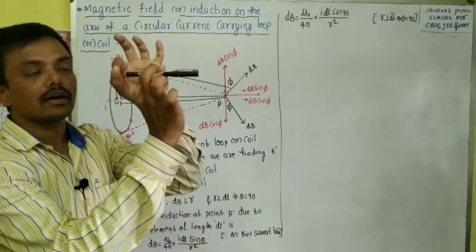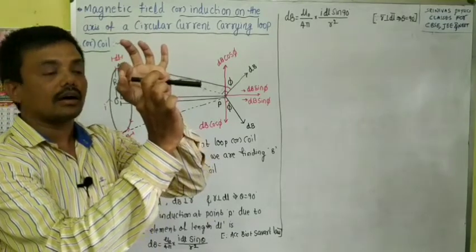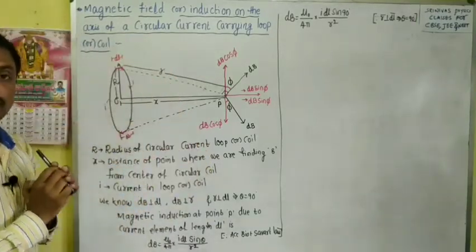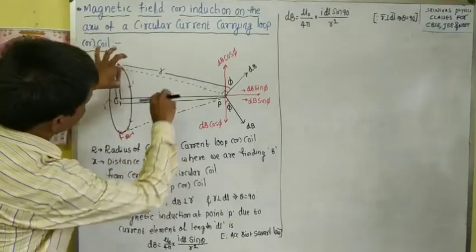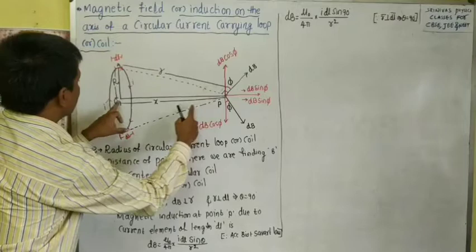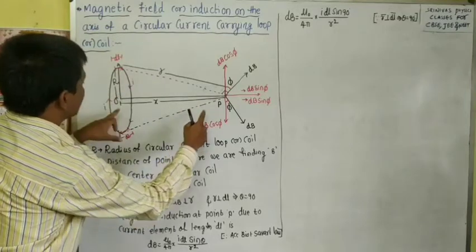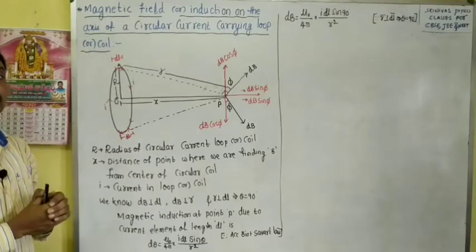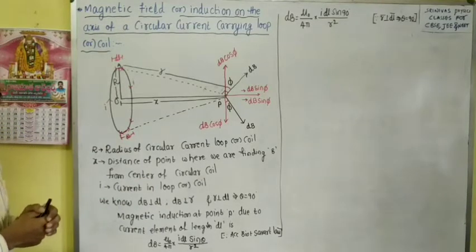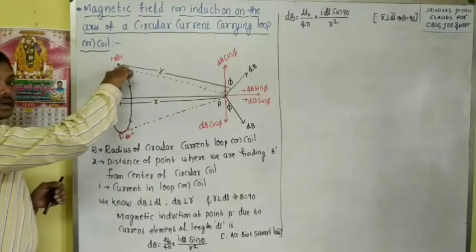This diagram I drew on the board. Let us see here. This is a circular current carrying coil, and at a distance x from the center of the coil, at a distance x, I want to find out the magnetic induction. This is my aim.